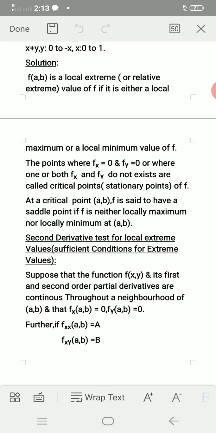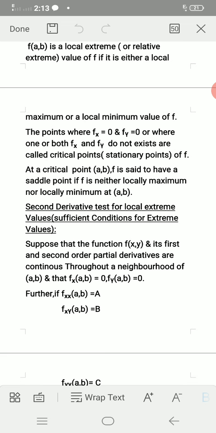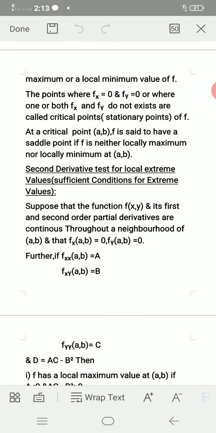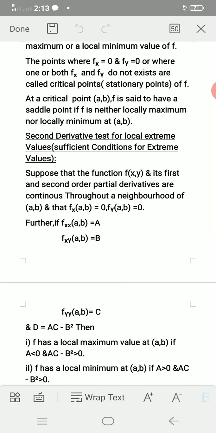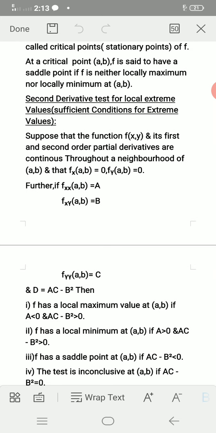The points where fx is equal to 0 or fy is equal to 0, or where one or both of fx and fy do not exist, are called critical points. Another name for critical points is stationary points of f. At a critical point (a,b), f is said to have a saddle point if f is neither locally maximum nor locally minimum at point (a,b).